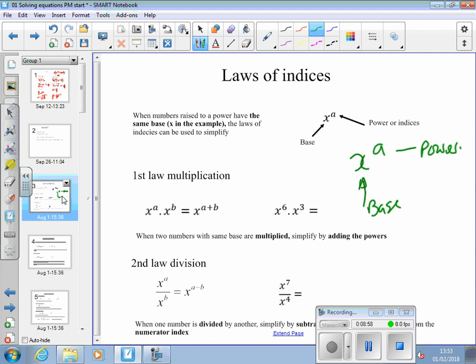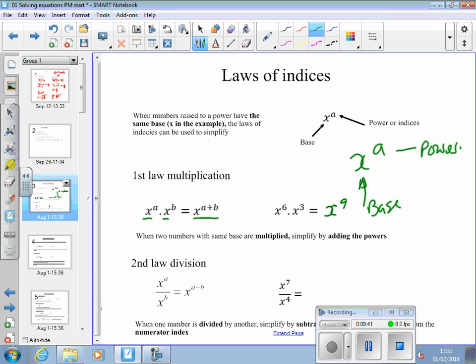The first law is for multiplication, where x to the a times x to the b is x to the a plus b. So in the example, it is equal to 9. When we multiply two numbers together that have the same base, in this case x, we can simplify by just adding the two powers together.